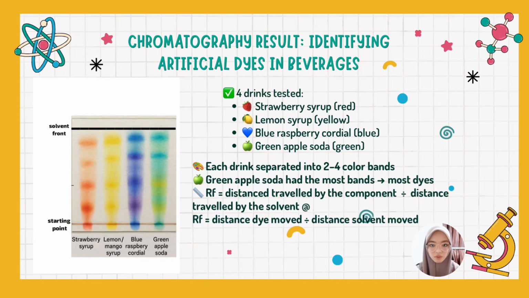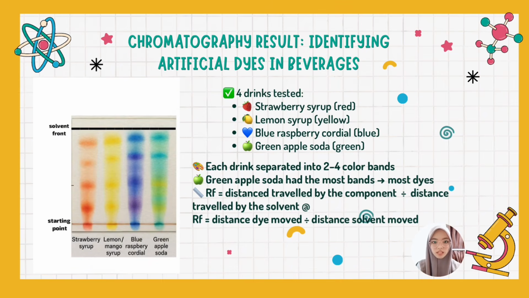This is an example result of a chromatography test to show how artificial colorings in drinks can be separated and studied. The example includes 4 different drinks: strawberry syrup, lemon syrup, blue raspberry cordial, and green apple soda. In the chromatogram, each sample showed between 2 to 4 separated color bands, which indicates that these drinks contain a mixture of dyes, not just one. Among them, the green apple soda showed the most color bands, meaning it likely contains the highest number of artificial colorings.